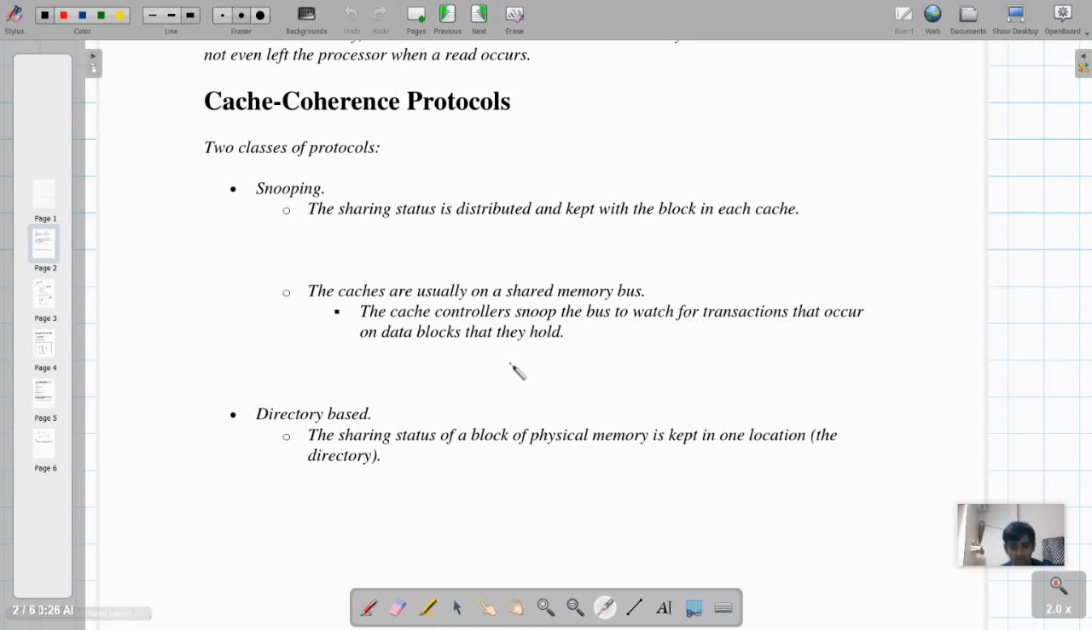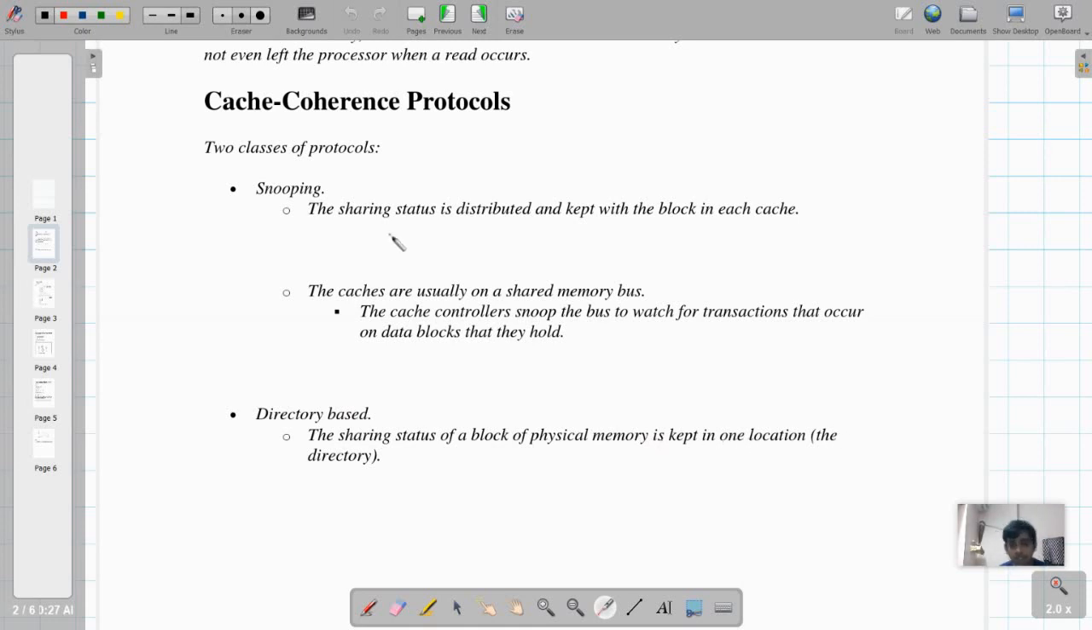I believe that when you read this definition now, it may not make any sense to you. If you look into the examples that I'm going to discuss later on, this definition will be more clear to you. Just for now, look into the definitions. Then come to the directory-based protocol. Here, the sharing status of a block of physical memory is kept in one location.